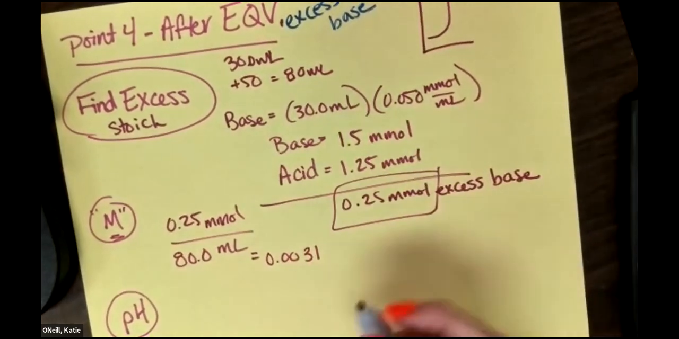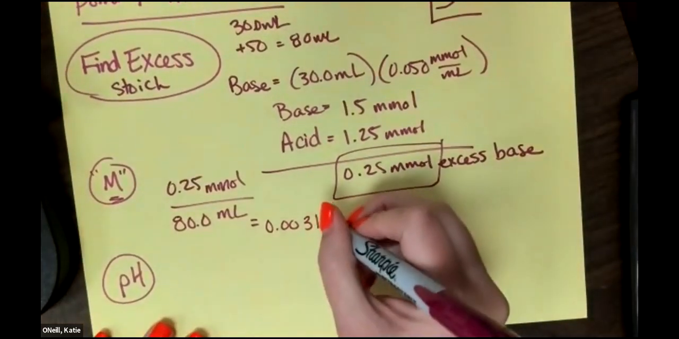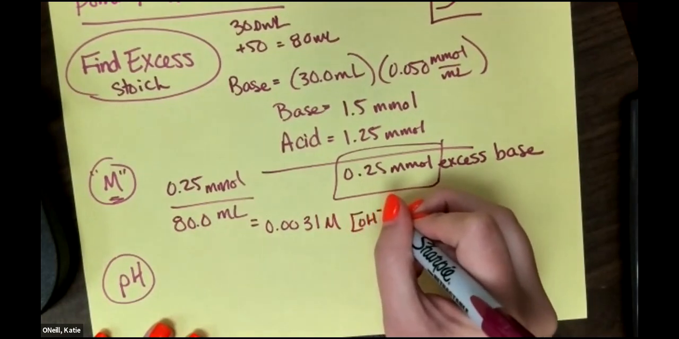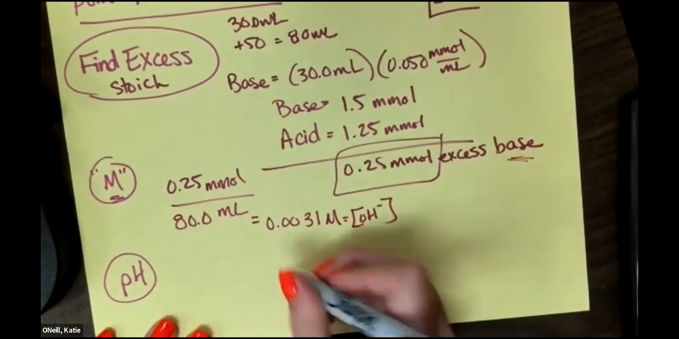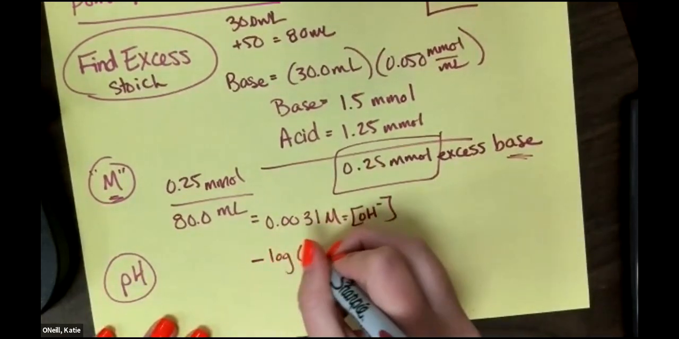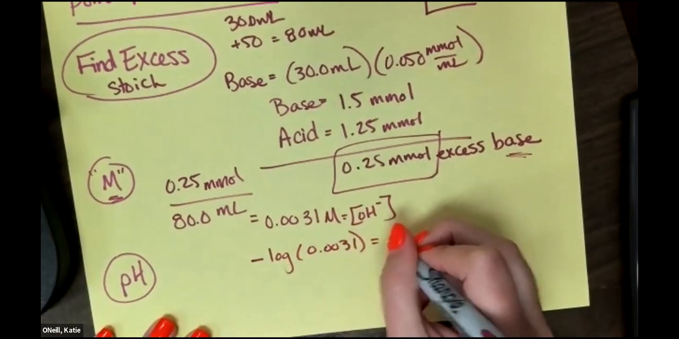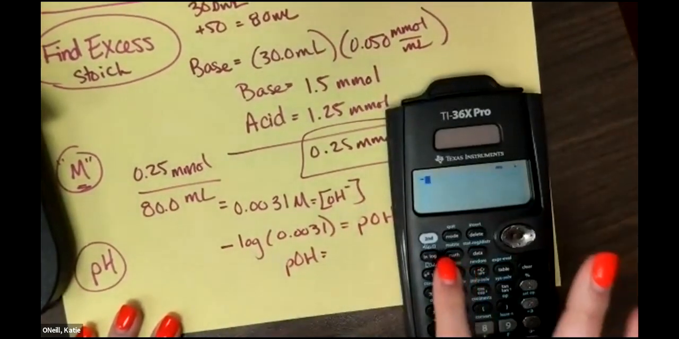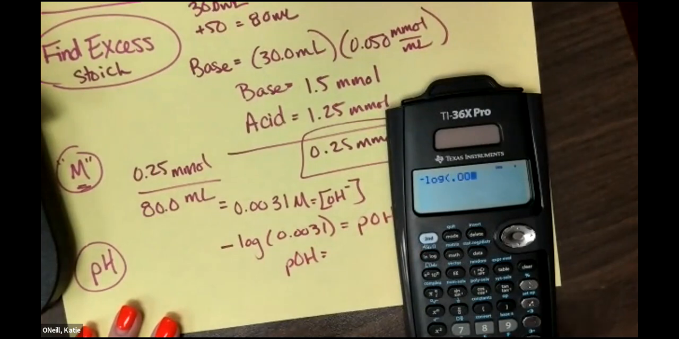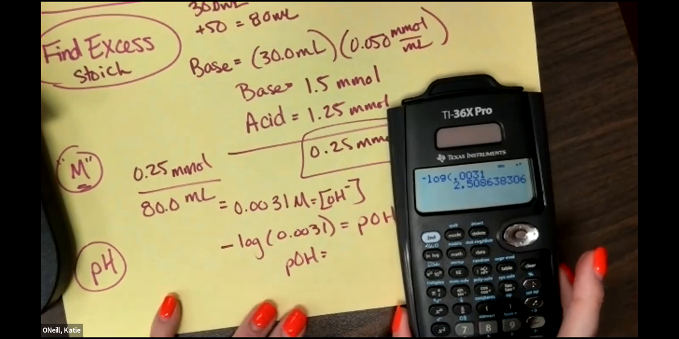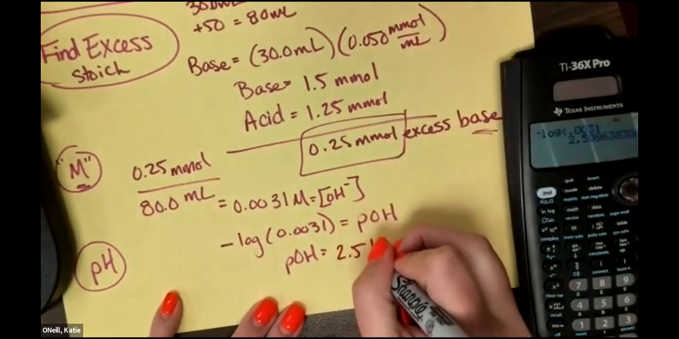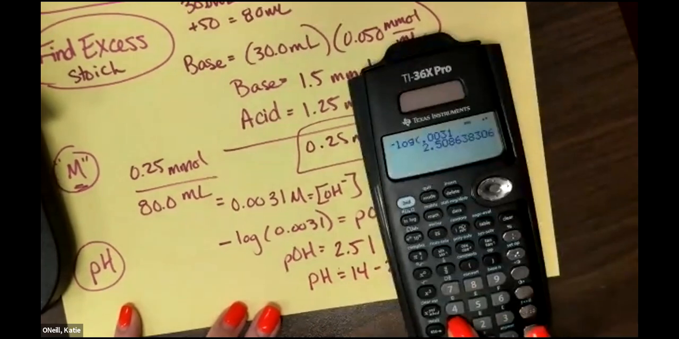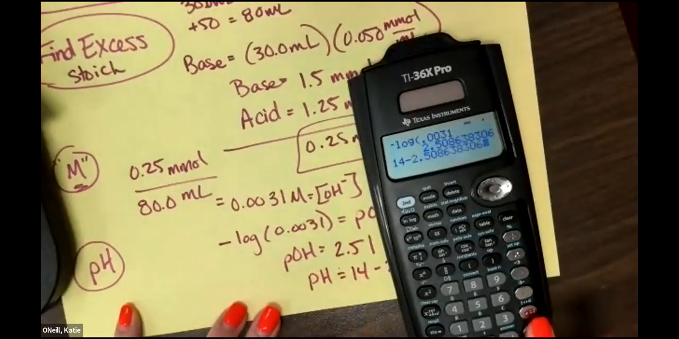That's our concentration, but of base again, right? So this is basically the molarity of the OH concentration, because it was excess base. So same as last time, when you do negative log of this concentration, you actually get the pOH. At 0.0031, that's 2.51. So then the pH is just going to be 14 minus 2.51. That's 11.49.